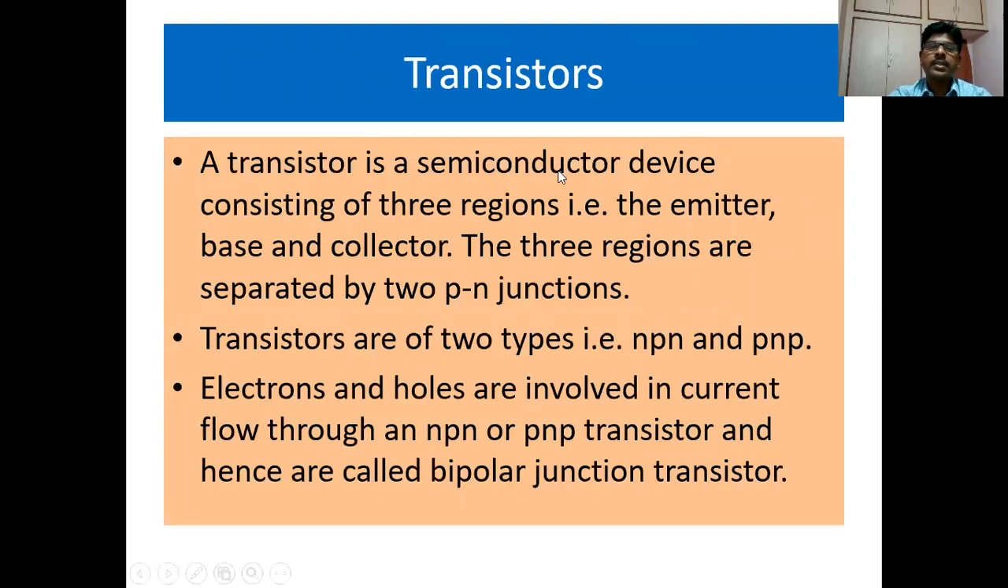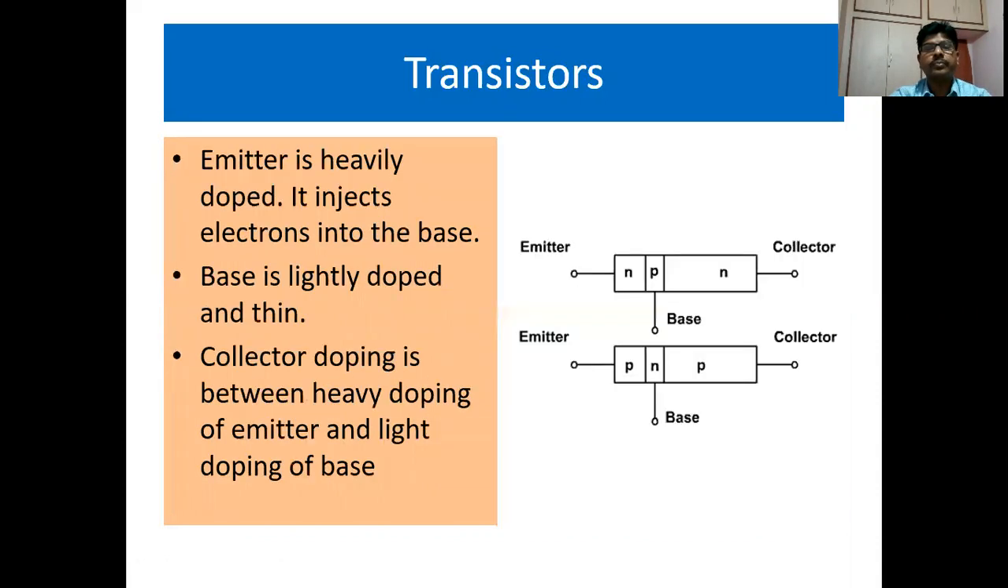A transistor is a semiconductor device consisting of three regions, that is the emitter, base and collector. The three regions are separated by two PN junctions. Transistors are of two types, NPN transistor and PNP transistor. Electrons and holes are involved in current flow through an NPN or PNP transistor and hence they are called bipolar junction transistors. Now you can see the picture of an NPN and a PNP transistor.